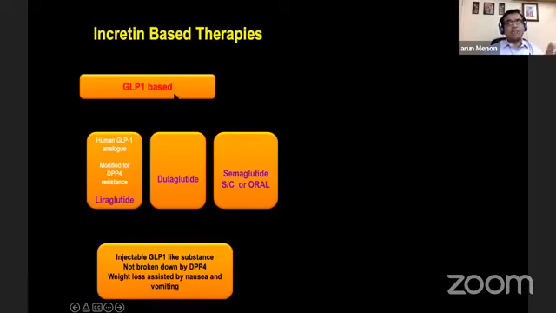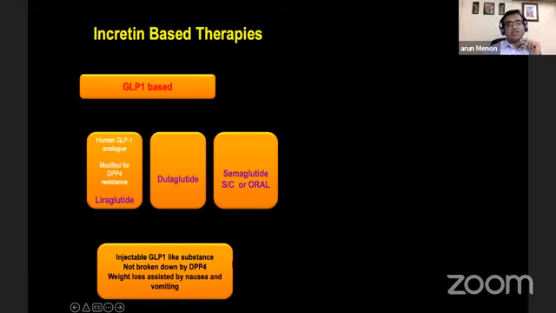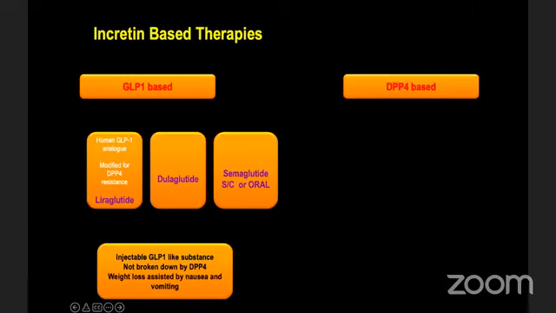So what GLP-1 is doing is, these are injectable GLP-1 like substances, except for the oral semaglutide. They're not broken down by the DPP-4 enzyme, which is why they're able to stay in your system for long enough and continue to produce insulin whenever you eat. And the weight loss is assisted. Weight loss is also the effect of incretin, but also the effect of nausea and vomiting, because clearly you have supraphysiological levels.